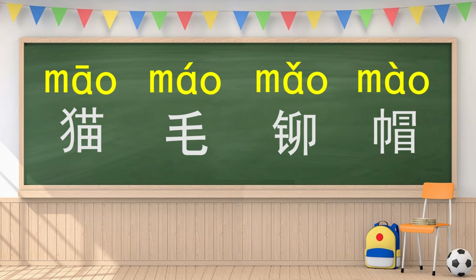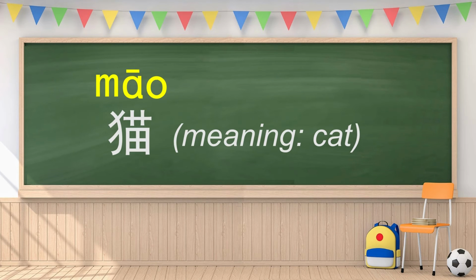Here, the example of the first tone is the character mao, which means cat. If you would like to, you can follow me. Māo, māo, māo. Let's say it 3 times.